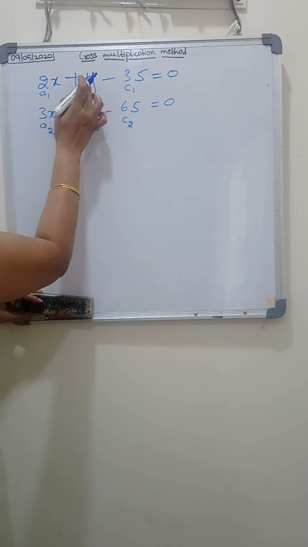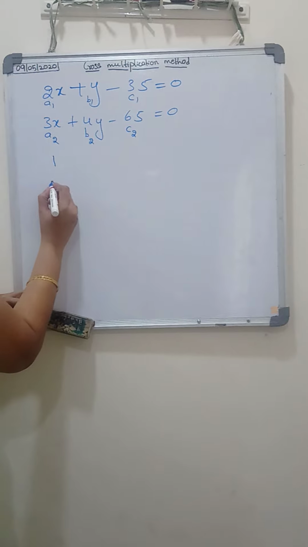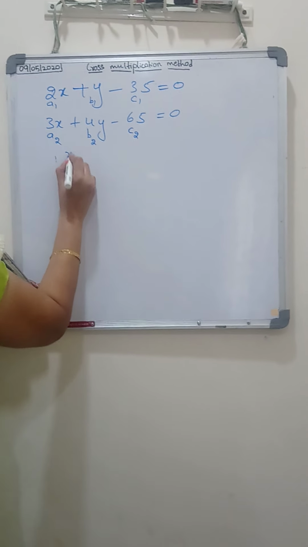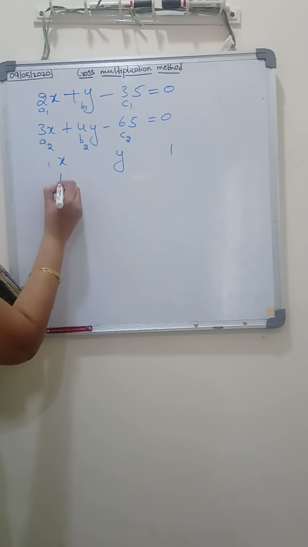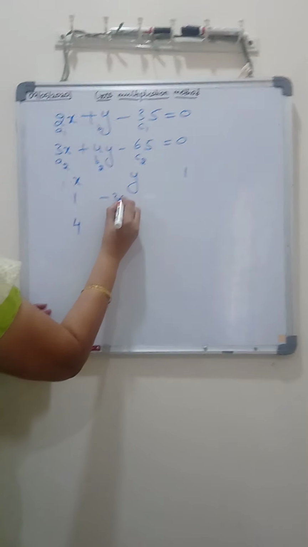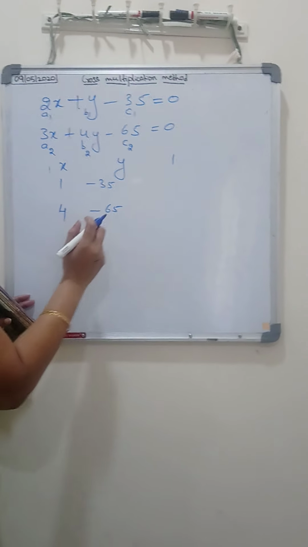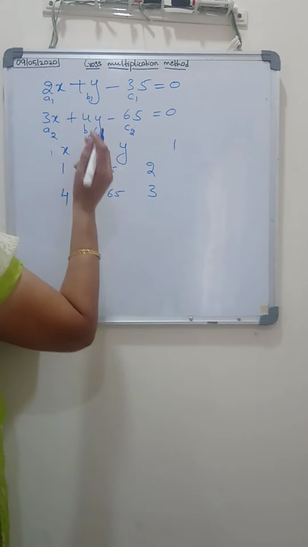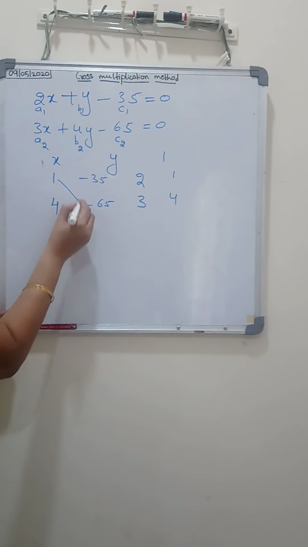B1 is coefficient of y, 1, B2 coefficient of y in second equation, 4. First write like this, children, x y 1. So B1 is 1, B2 is 4, C1 is minus 35, C2 is minus 65, B1 B2 C1 C2. Next A1 A2, 2 3. Next again b1 b2, 1 4. Now cross multiplication like this.